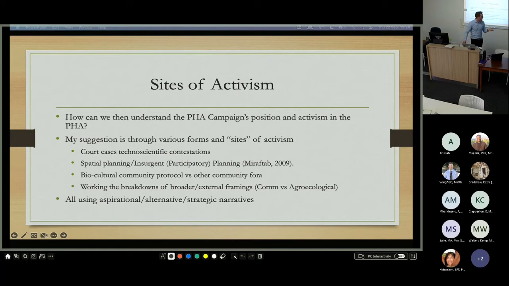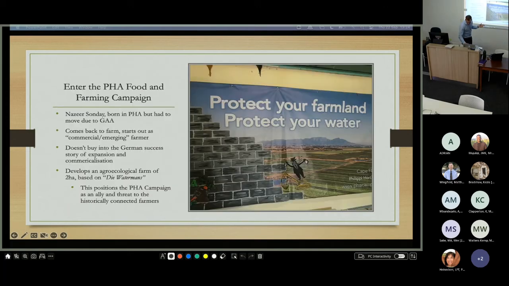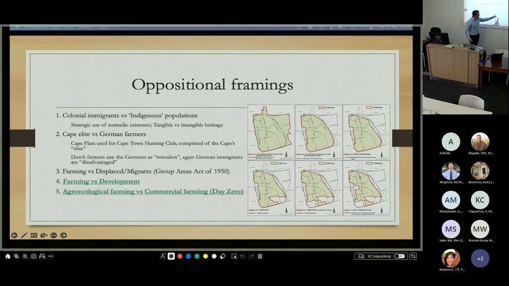Spatial planning. We see the implications of problematic spatial planning. People's livelihoods being negatively affected, agricultural income and viability being negatively affected due to spatial planning changes, right?